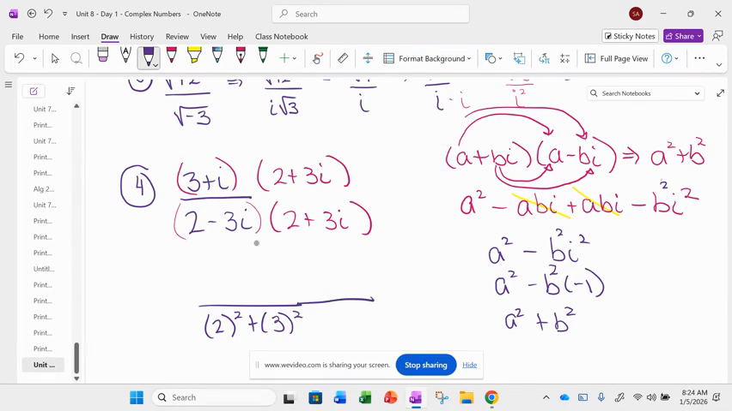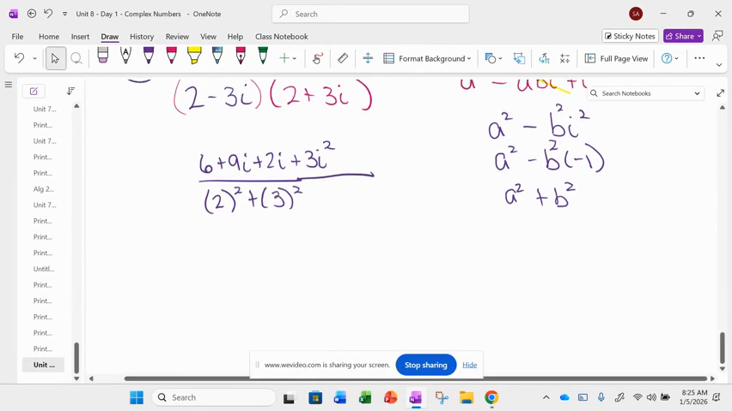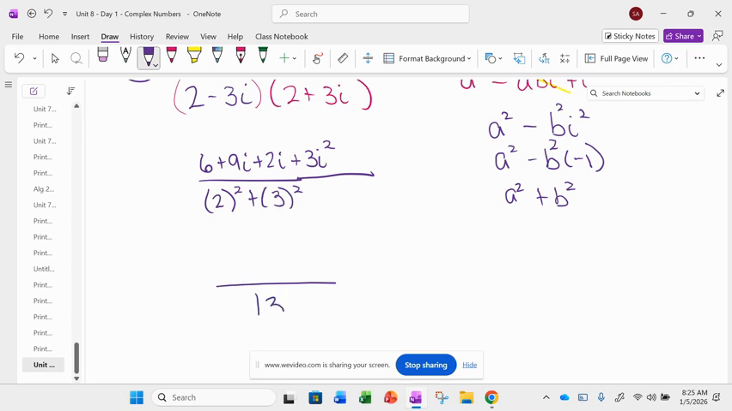So 3 times 2 is 6. 3 times 3i is a 9i. i times 2 is a 2i. i times 3i is a 3i squared. So in our denominator, we have a 4 plus a 9, which is 13. In our numerator, I have a 6 plus a 9i plus a 2i minus 3. Everybody okay with where I got that -3 from? Because it's coming from the positive 3i squared.